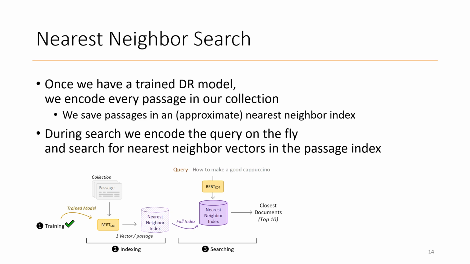Now, let's look at nearest neighbor search, and let's assume we have a trained dense retrieval model and we can use it to encode every passage in our collection. Then we save passages in an approximate nearest neighbor index. During search, we encode the query on the fly, but now let's look at what that means to search inside the nearest neighbor vector index.